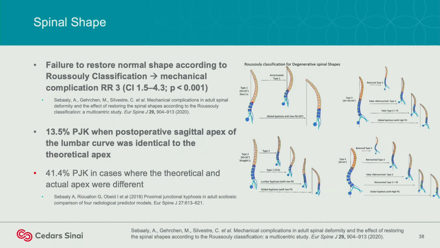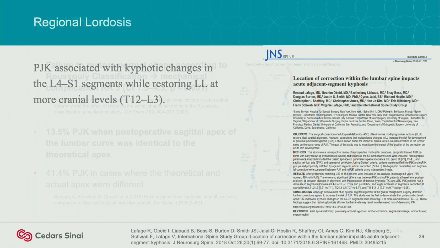Because spinal shape has a significant effect on proximal junctional kyphosis and instrumentation failure in studies that have been shown so far. So in the Roussouly classification, there were higher rates of proximal junctional kyphosis when cases were not corrected to the theoretical apex of lordosis. In the ISSG data set, they also found that PJK was associated with cases where L4 to S1 was relatively kyphotic and lumbar lordosis was restored in the more cranial T12 to L3 segments, right?